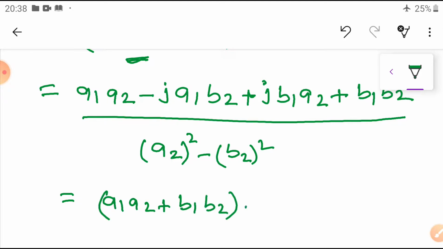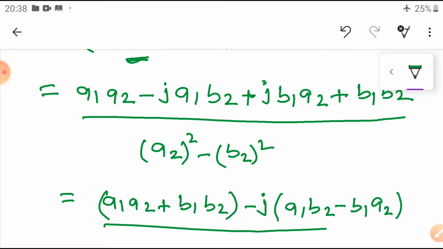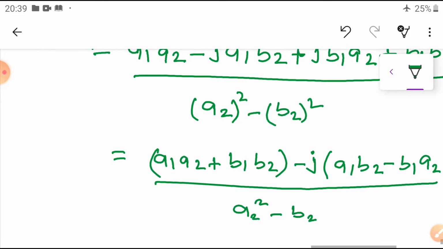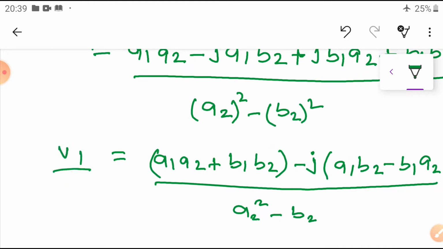Next you take the minus j or plus j, whichever you require. Here, minus j: A1 B2, so here you can take the minus value, B1 A2, divided by A2 whole square minus B2 whole square. So, this is the division of V1 by V2.